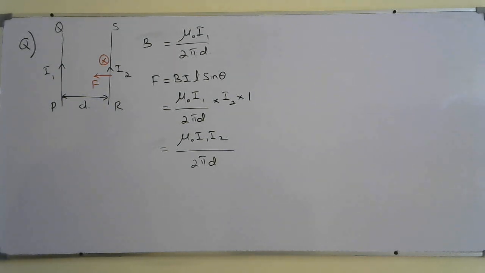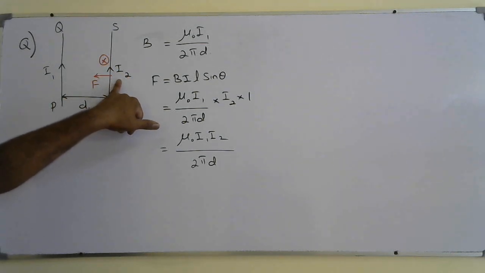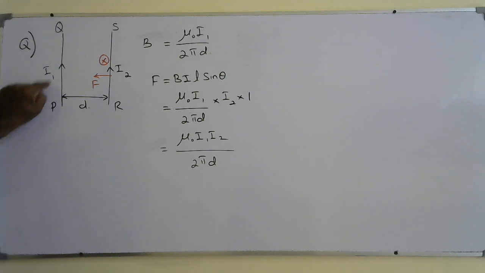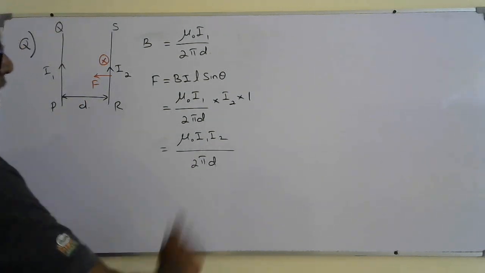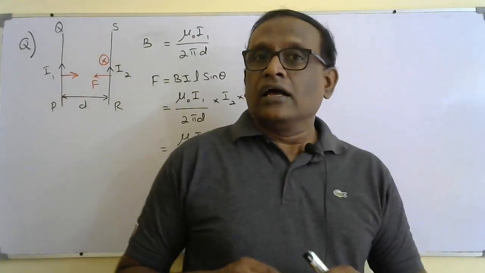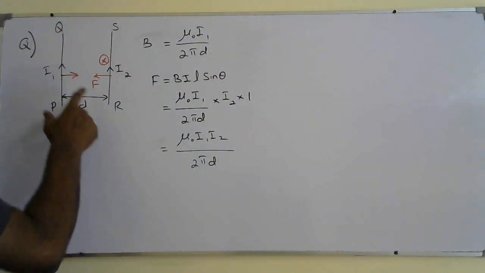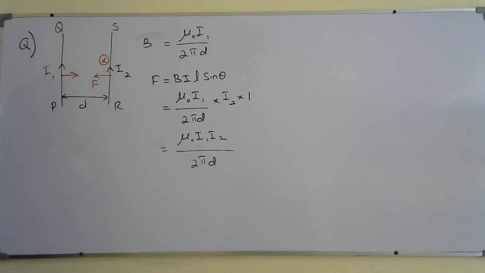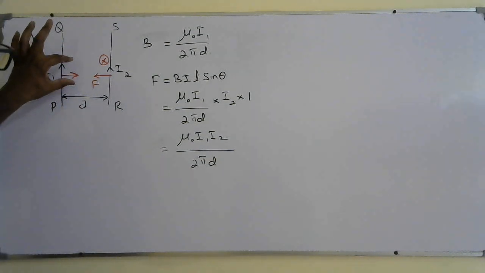So according to Newton's third law, wire RS will exert the same magnitude of force on wire PQ. The reason is that this wire will have force due to this current, and they should have the same magnitude according to Newton's third law. So the force on unit length of wire PQ also will be the same. Newton's third law pairs will be in opposite direction. So the force on unit length of wire PQ also will have the same magnitude. That force will be directed towards wire RS. So here I use Newton's third law to state the force on wire PQ.